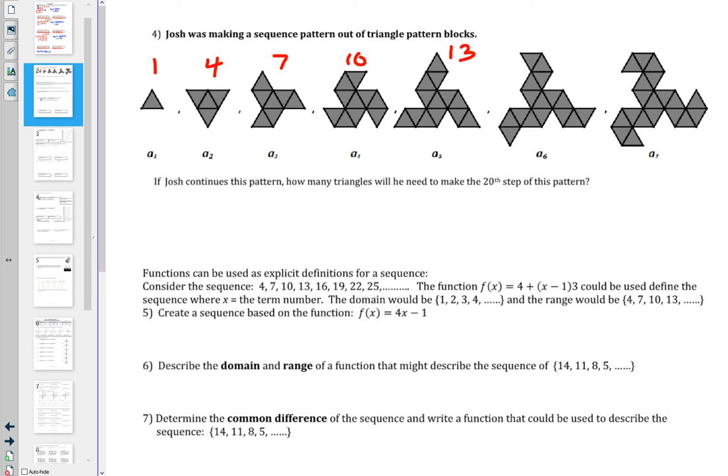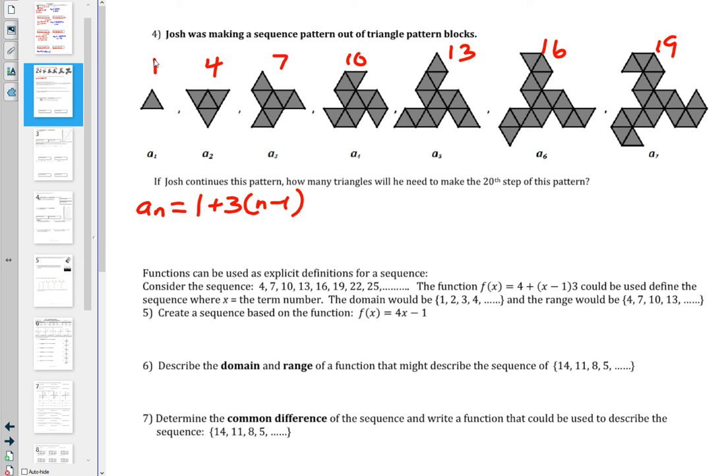Is this arithmetic, geometric, or none of the above? Yes, arithmetic. So in order to make the 20th, I could keep on going and add 3 twenty more times. Or let's just jump to the explicit definition. The first number was 1, the common difference is 3, and n minus 1.